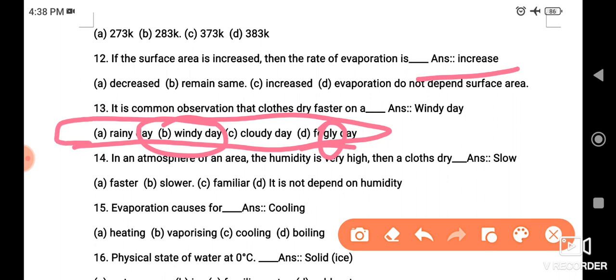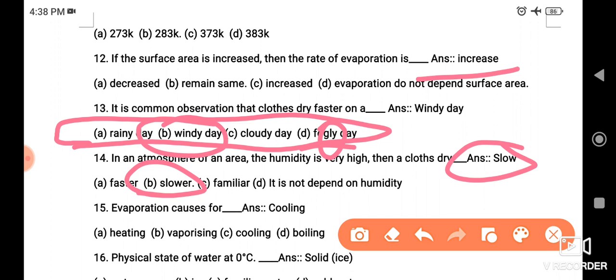Next, in an atmosphere, an area where the humidity is very high, then clothes dry. So remember that humidity means what, the definition you have already read above, the amount of water vapor in air. So if more water vapor is present in the air, the rate of evaporation will of course be low. So if the rate of evaporation is low, that means the clothes will dry at a slow rate. So if in an area the humidity is high, the clothes will dry at a slow rate. So option will be option number B, slower.